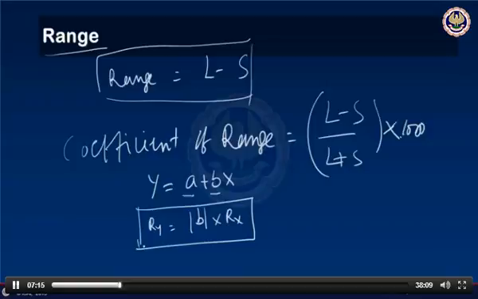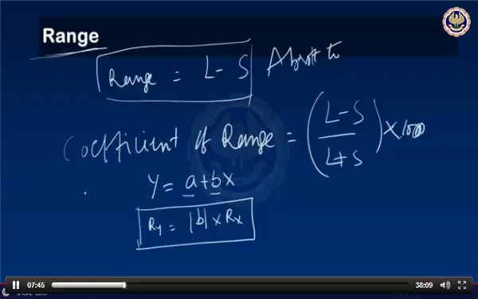Students, friends, let's come to the points one by one. Range, in the case of absolute measure of dispersion, is one kind of measure of dispersion. For a data set, the difference between the largest and smallest value is called the range, whereas the coefficient of range is largest minus smallest by largest plus smallest into 100.